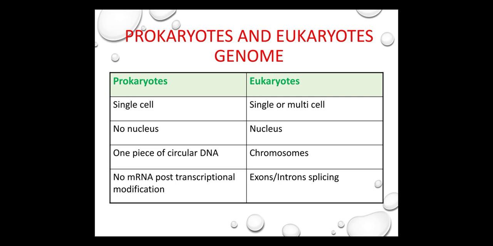So we will give you a brief comparison of prokaryote versus eukaryote genomes. When you say prokaryotes, these are single cells. When you say eukaryotes, these are single cells or multi-cells. Prokaryotes have no nucleus, while eukaryotes have a nucleus. Prokaryotes have one piece of circular DNA, while eukaryotes have chromosomes. Prokaryotes have mRNA post-transcriptional modification, while eukaryotes have exon and intron splicing.